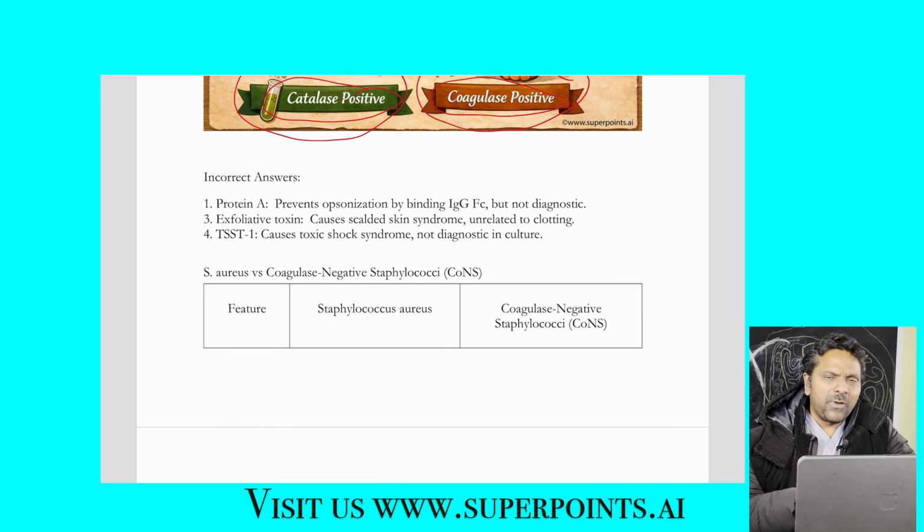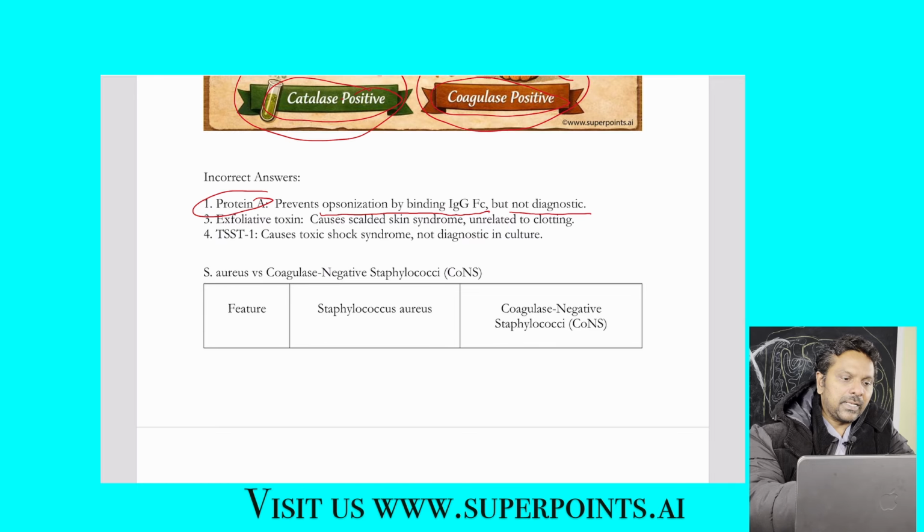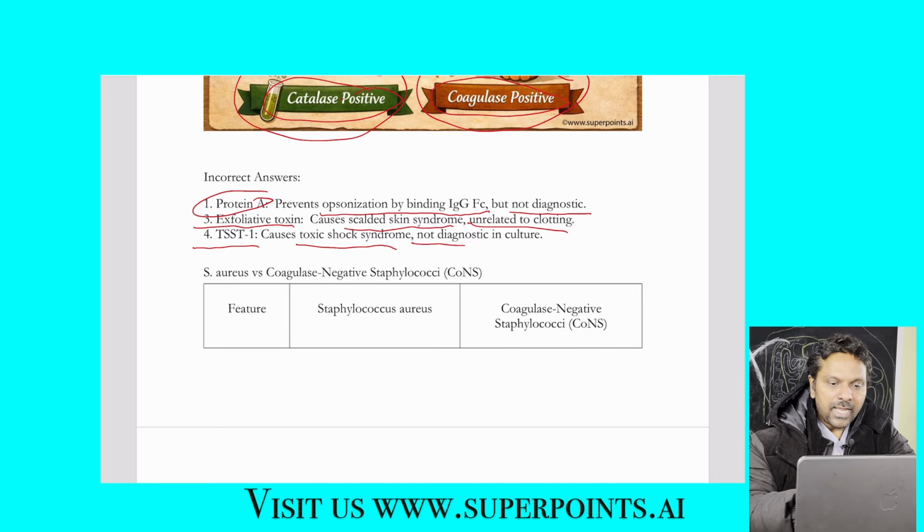All right. So why not other options? Why not protein A? It prevents opsonization by binding IgG-Fc, but not diagnostic. All right. What about exfoliative toxin? It causes scalded skin syndrome unrelated to clotting. Why not TSST-1? It causes toxic shock syndrome, not diagnostic in culture.